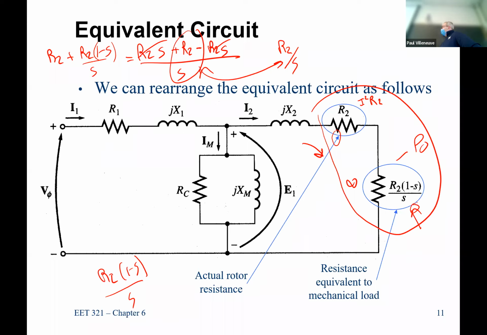What's the slip equal to? 1. So how much power output is there? Zero, which makes sense because if it's not rotating, power equals torque times omega. Omega is equal to 0, and anything times 0 is 0. That does not mean that torque is 0.